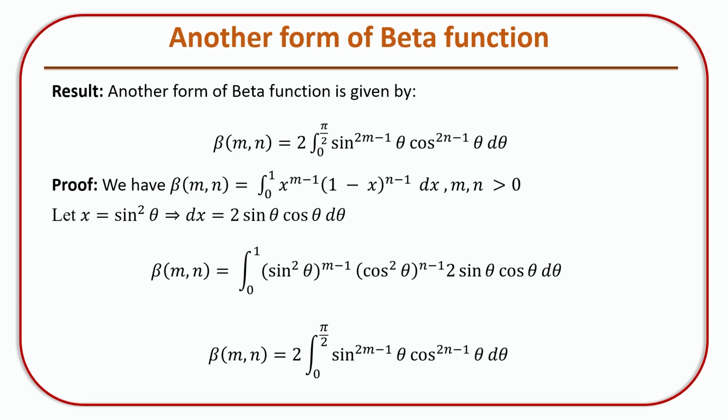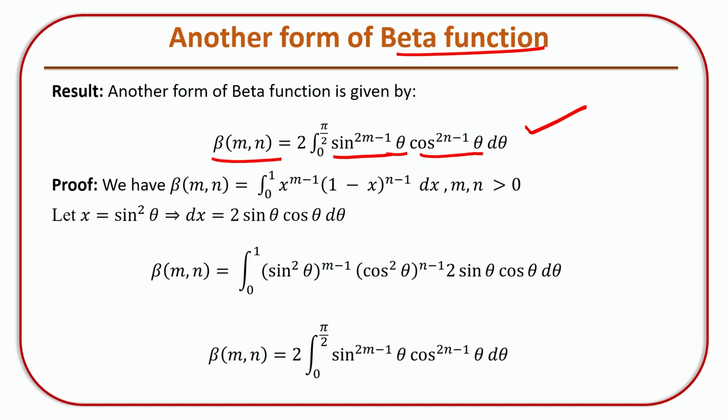Similarly, we can explore another form of the beta function. The beta function can be written as 2 times the integral from 0 to pi by 2 of sin to the power 2m minus 1 theta times cos to the power 2n minus 1 theta d theta. This is quite important sometimes when geometrical problems come into the picture, and in some definite integrals where you need 0 to 1 evaluation and so on, and you need a beta function. So that is how we use this other form of the beta function.